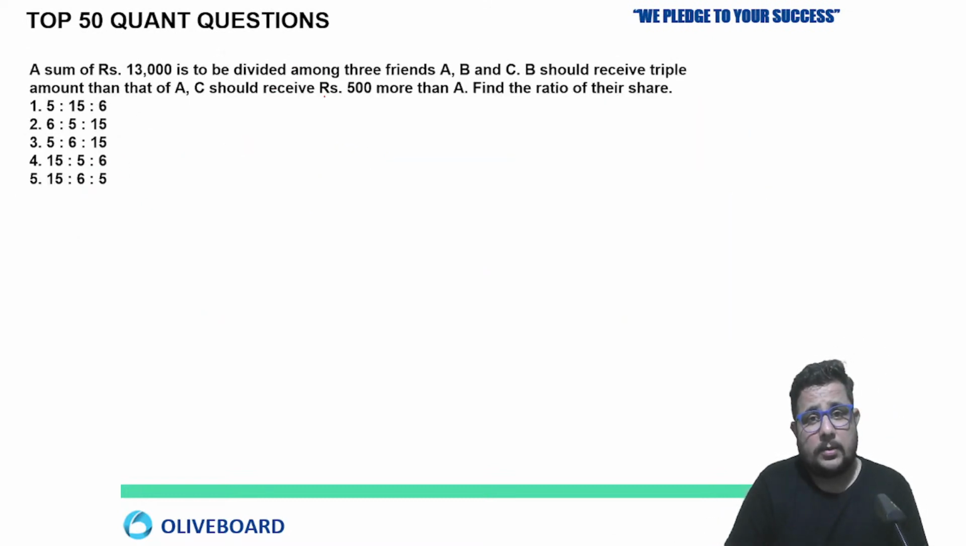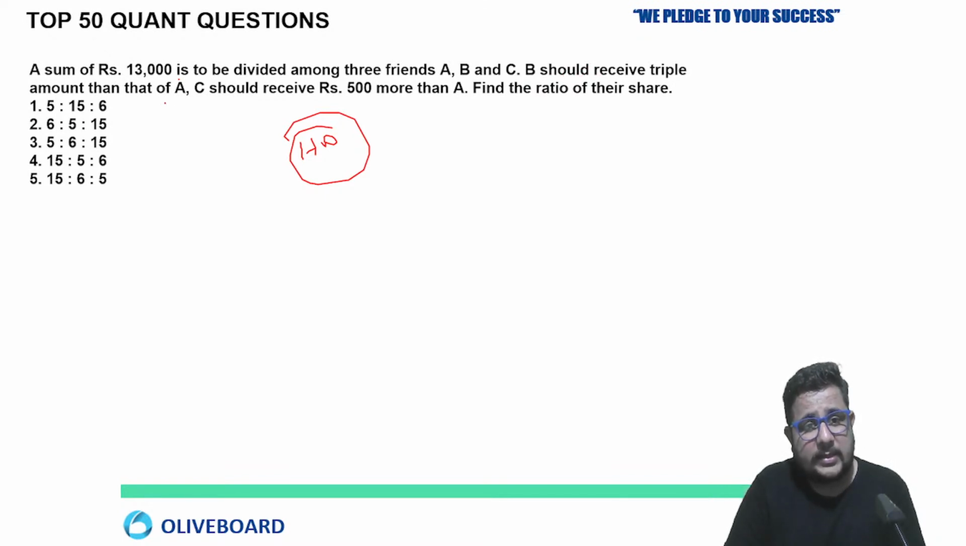Okay, and this one is going to be the homework based on partnership. A sum is given, divided among 3: A, B, C should receive. B should receive triple the amount of A. C should receive rupees 500 more than A. The relation is given, so simply by ratio you can solve this one.